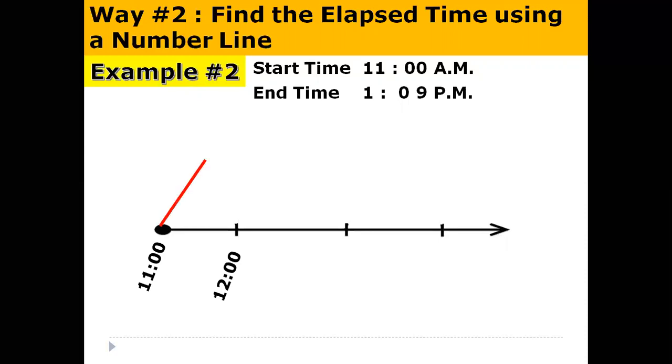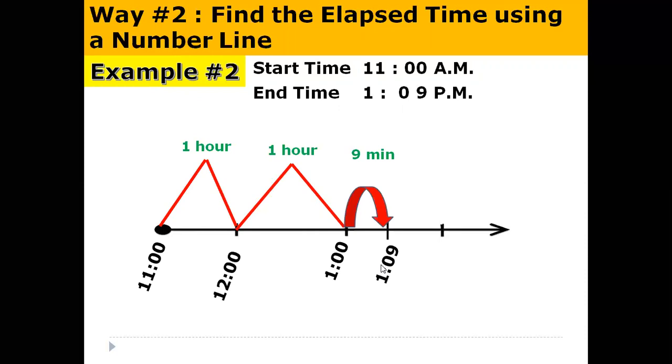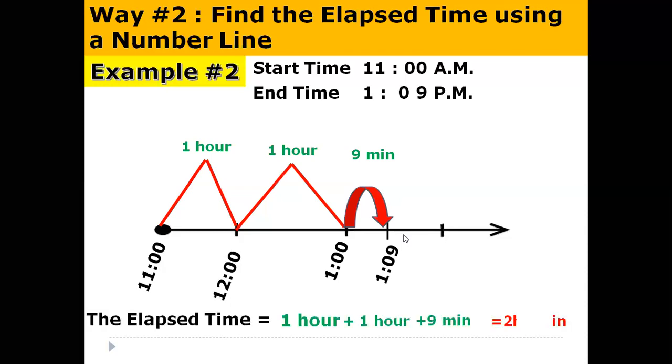So that's an hour so far. Now we need 1 hour. See, because the ending time is 1. So 11 to 1, that's another hour. Now, how much do we need after 1? Look, it's 1, 9 minutes. So we just need 9 minutes after 1. So here are 9 minutes. So look, we jumped hour, another hour, then 9 minutes. So if you add the green numbers together, you get 2 hours and 9 minutes.